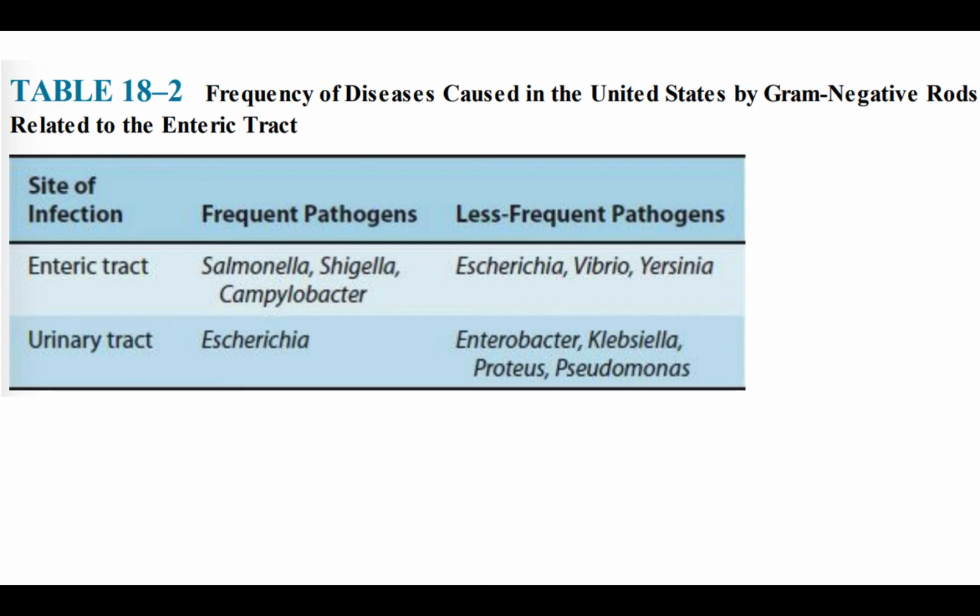Less frequently encountered pathogens that cause enteric tract infections are E. coli, Vibrio (very rare except in regions like Africa), and then Yersinia as well. For UTI, the dominant pathogen overwhelmingly, especially in the community and not the hospital, is E. coli. We have mentioned it more than once. It's the most common cause of urinary tract infection. Then the less frequent pathogens are Enterobacter, Klebsiella, Proteus, and Pseudomonas.